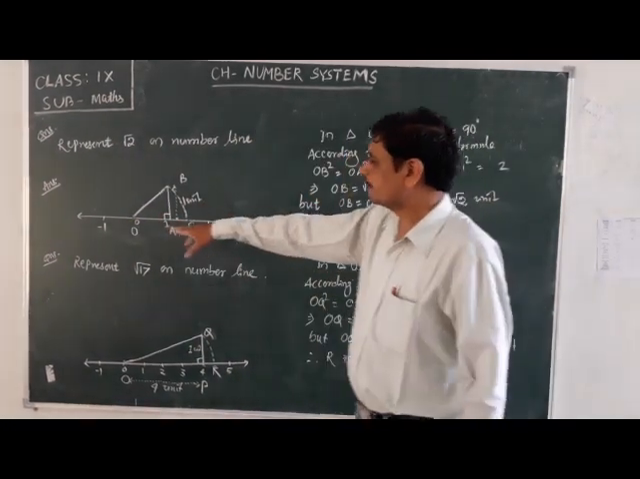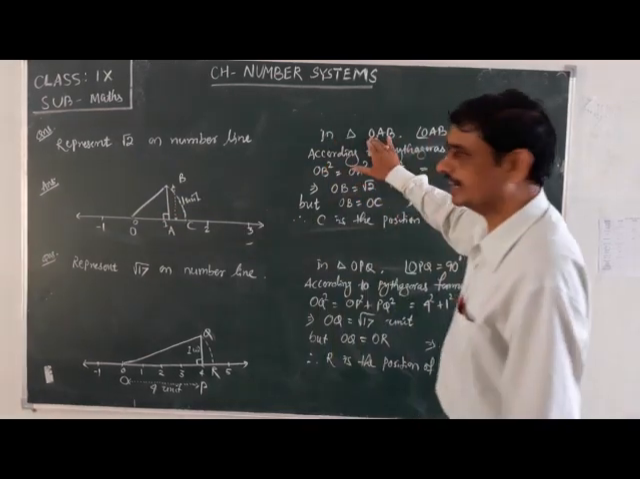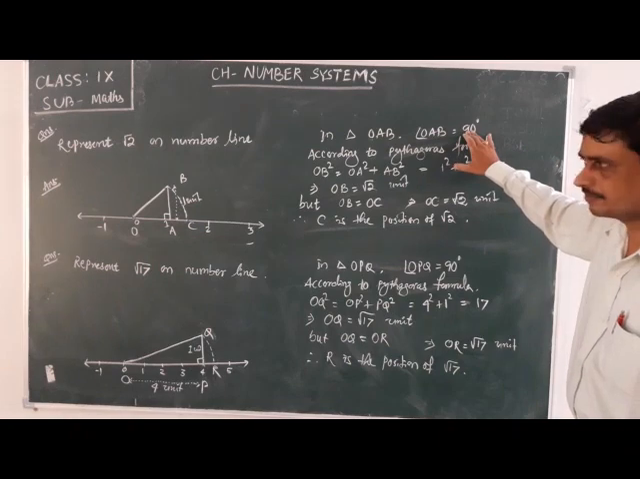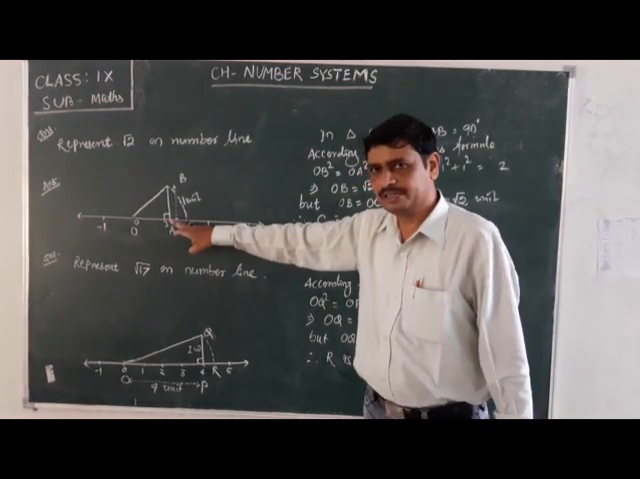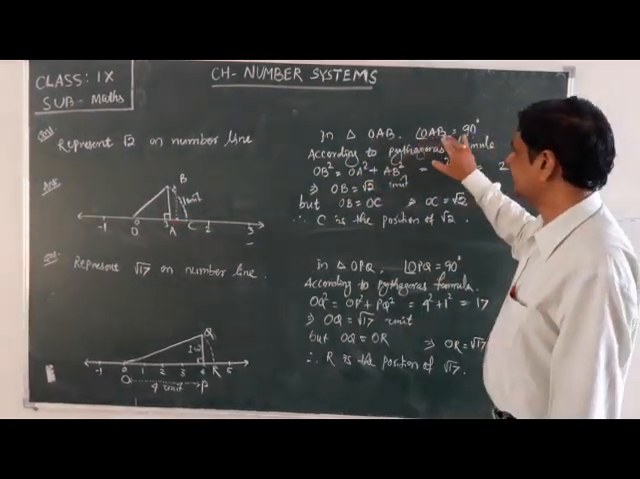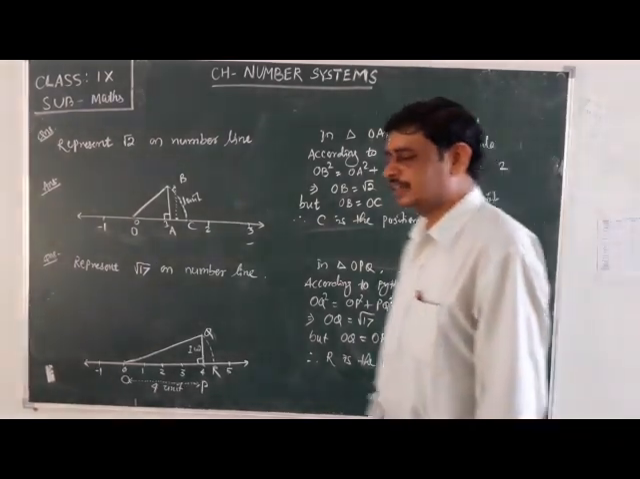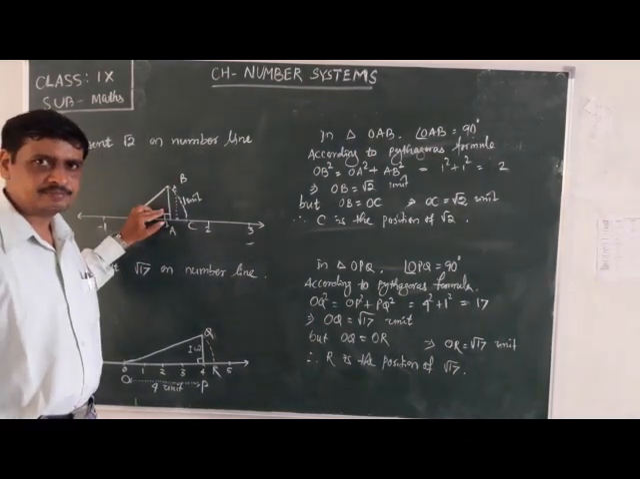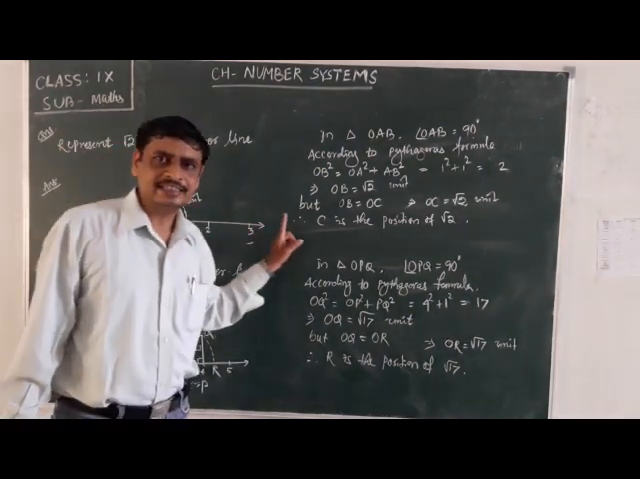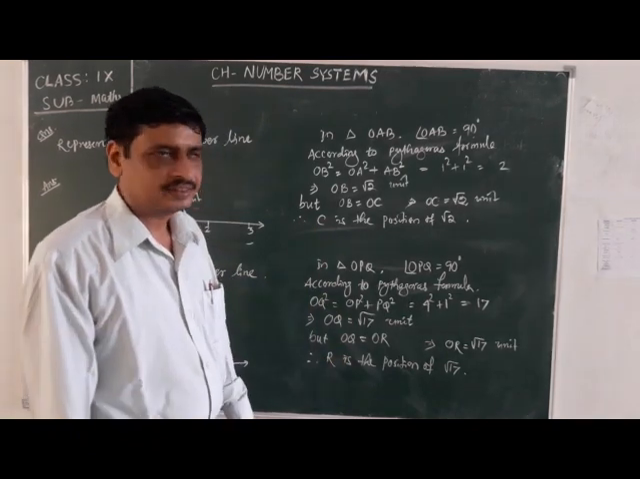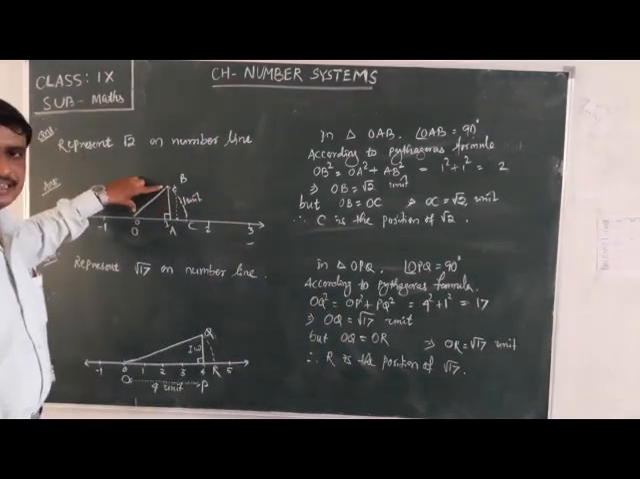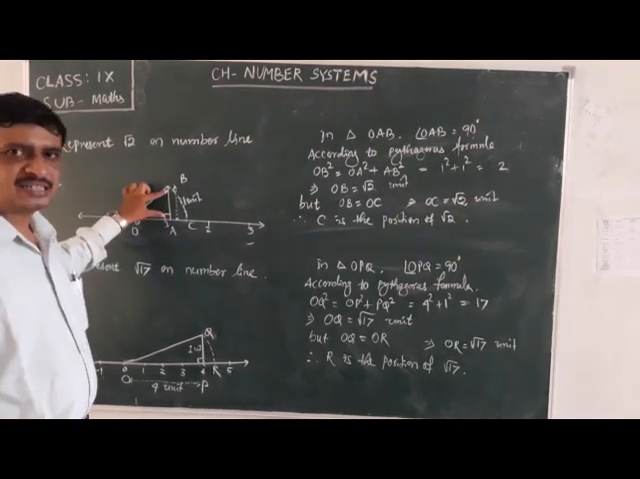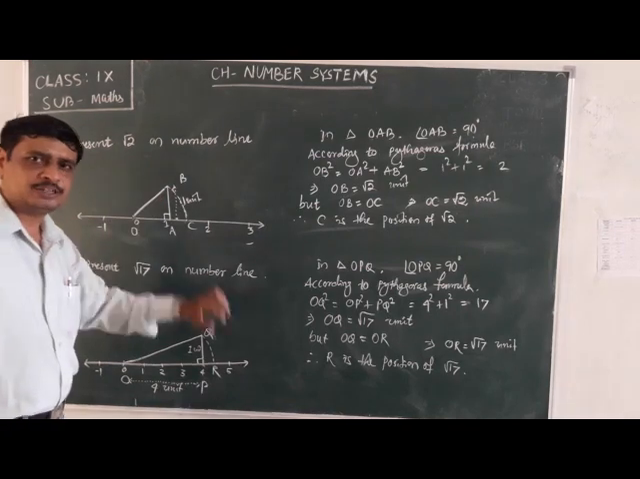Here in triangle OAB, the angle OAB is 90 degrees, since it is drawn perpendicular. Here the triangle OAB is a right angle triangle, since one of the angles is 90 degrees. Where OA is the base, AB is the perpendicular, and OB is the hypotenuse.